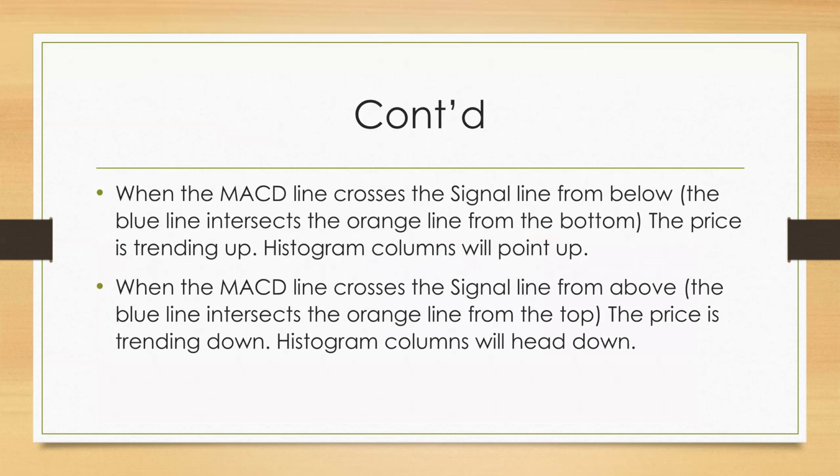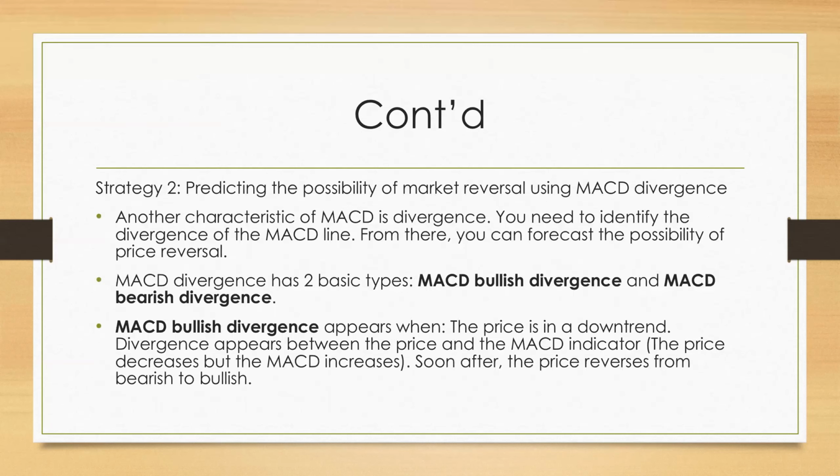When the MACD line crosses the signal line from below, when that yellow or orange line is crossed by the blue line from below, or the blue line intersects the orange line from the bottom, the price is trending up and the histogram columns would point up. When the MACD line crosses the signal line from above, that is the blue line intersects the orange line from the top, the price is trending down and the histogram column will head down.